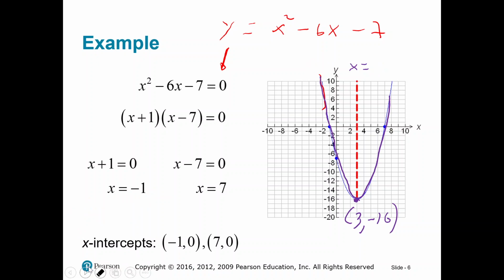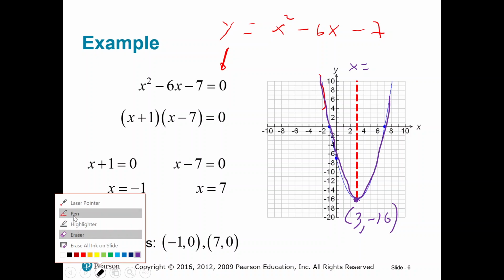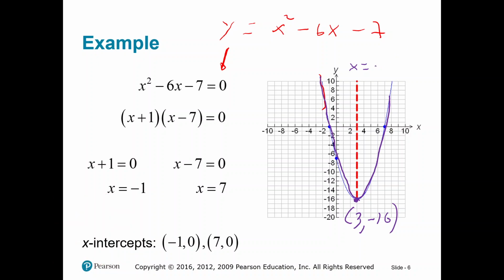So there you have it. The graph of y equals x squared minus 6x minus 7. And let me erase this.